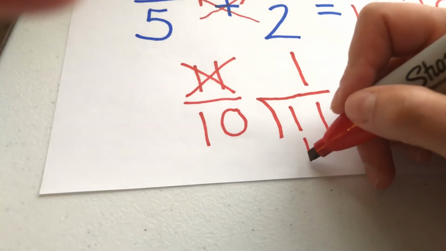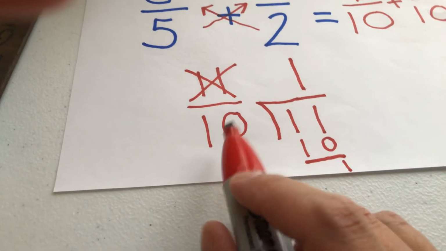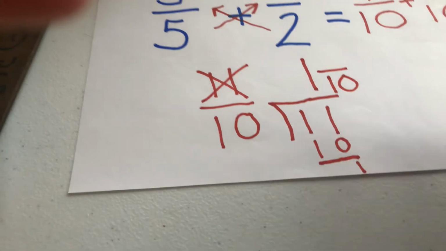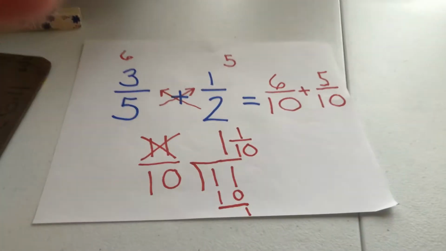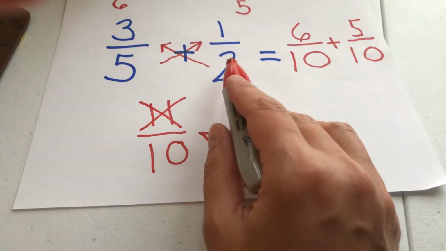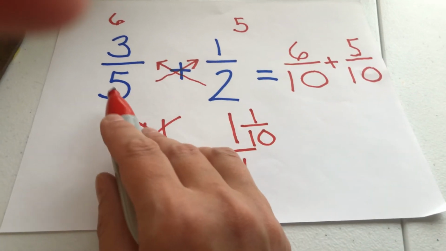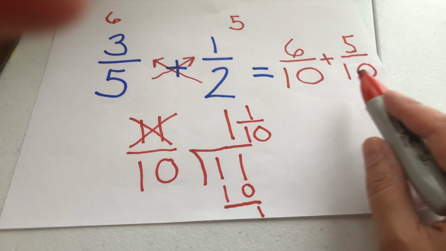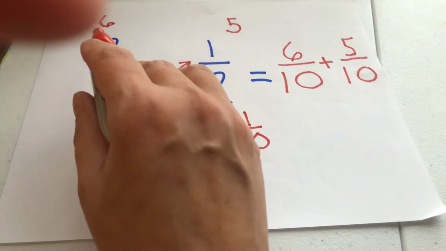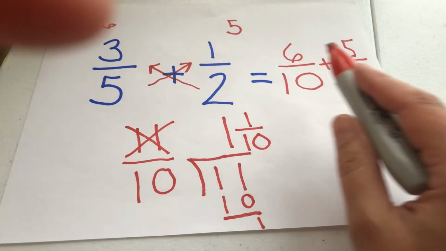We subtract 11 minus 10, we get a 1. The denominator stays the same, okay? And the remainder becomes the numerator. Woo! Check out what we did. So we added 3/5 plus 1/2 by making the denominators the same, by multiplying across. 5 times 2 is 10, okay? Then we did the cross multiplication. 2 times 3 is 6, and we had a new numerator. Cross multiplied here. 5 times 1 is 5.